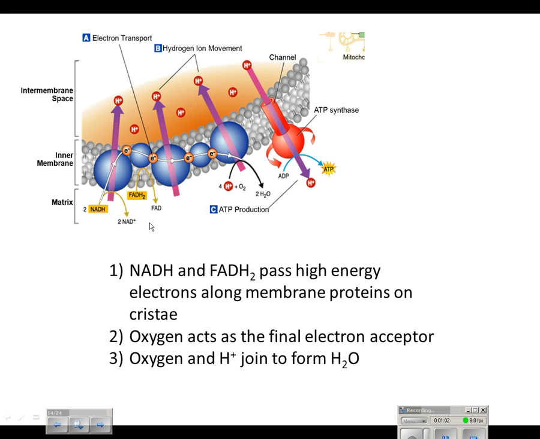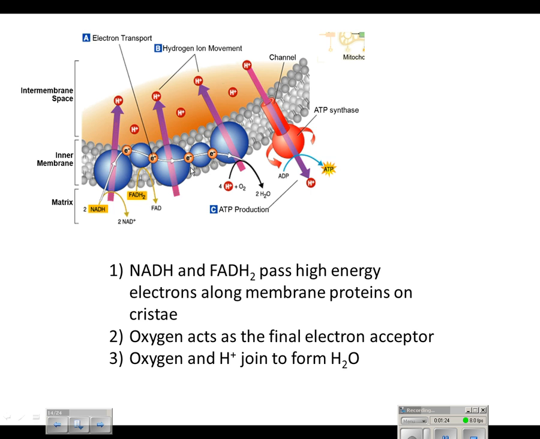So these are going to pass those high energy electrons along the membrane proteins, which are these big round blue things, and you can see the electrons start bouncing. Remember from photosynthesis that we had our ground state electron, which had little energy, and when it's given energy, it's going to start to bounce. So it starts to bounce along the membrane along these proteins.